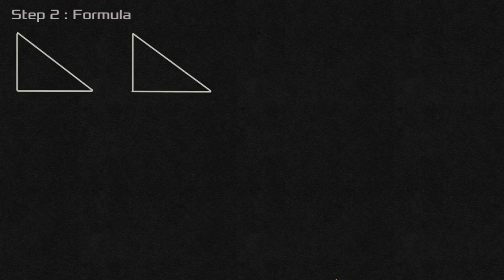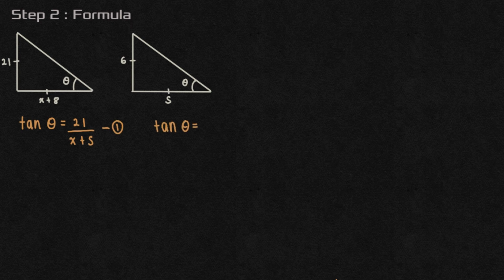Step 2: Formula. We are going to use these two triangles. For the first triangle, we use the formula tan theta equals 21 over x plus s. That is the first equation. The second equation is tan theta equals 6 over s.